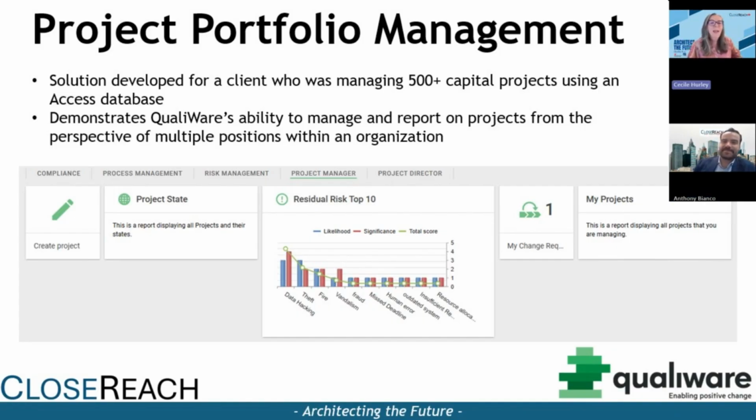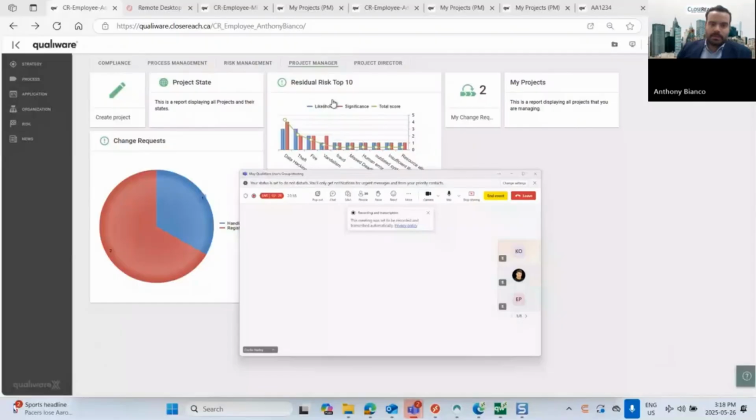All good. All right, everybody, this is Anthony Bianco, Senior Business Analyst at CloseReach. Anthony has been involved in developing this solution for a client around project portfolio management. And I strong-armed him today into spending a little bit of time to show us what they've done, because we think it's a great solution and the client seems very happy. And we think that you will think it's amazing too. So Anthony, I am going to turn it over to you and let you start sharing.